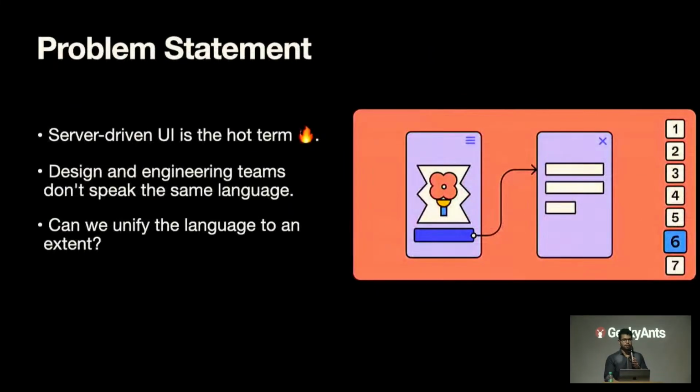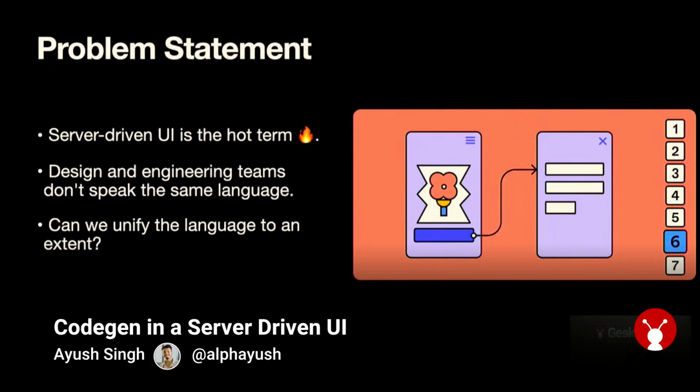But first, let's understand what the problem statement is that I'm talking about. Imagine a scenario where product designers would be able to just compose their designs and they will automatically be converted into code. How good would that be, right? So that's the end goal, and let's see if we can tackle it and carve our way towards it.